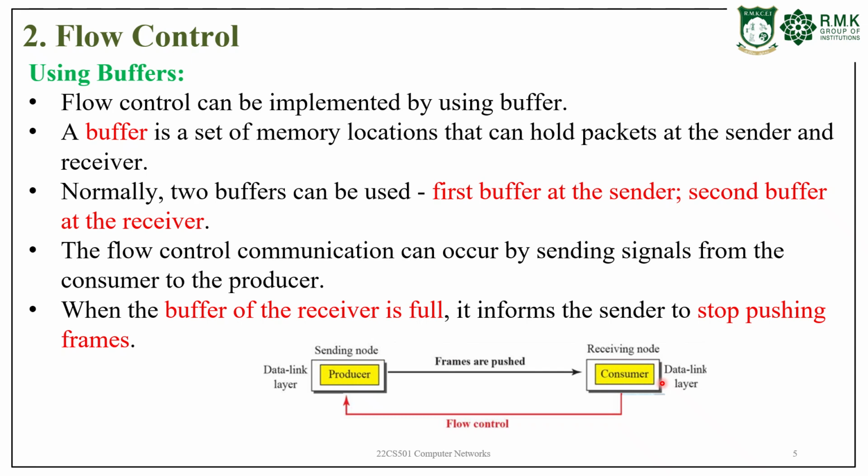The flow control communication can occur by sending signals from the consumer to the producer. So when the buffer of the receiver is full, it informs the sender to stop pushing the frames. You can observe the buffer is there, and once it overflows, it is going to stop sending the frames.